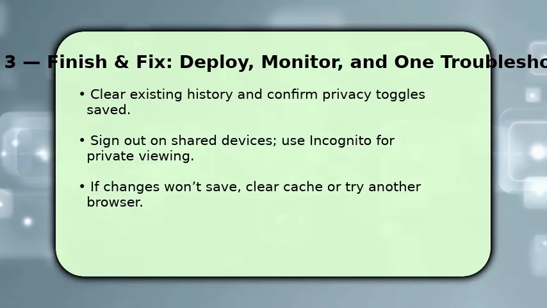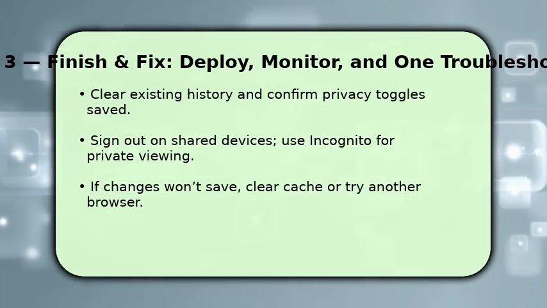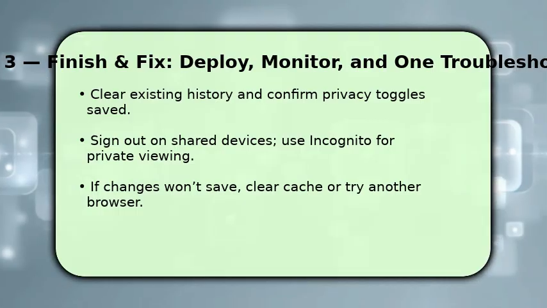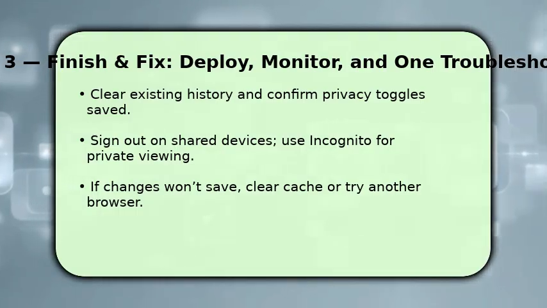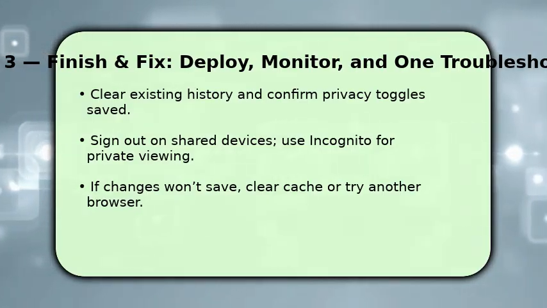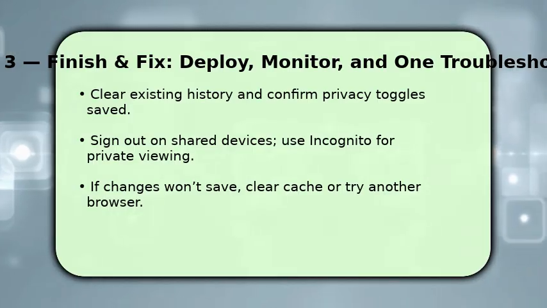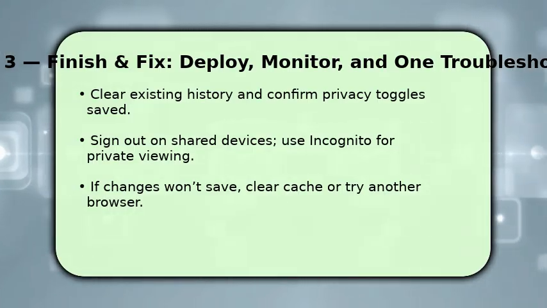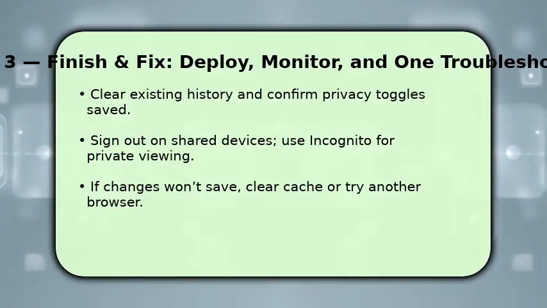If YouTube won't save settings, clear browser cache and cookies, then retry. Alternatively, try another browser or the YouTube mobile app. If toggles still reset, check your Google account activity controls in Account.Google.com to ensure the central switches aren't overriding YouTube settings.